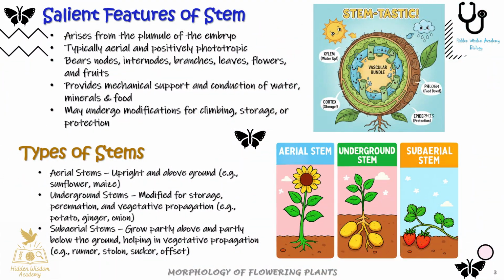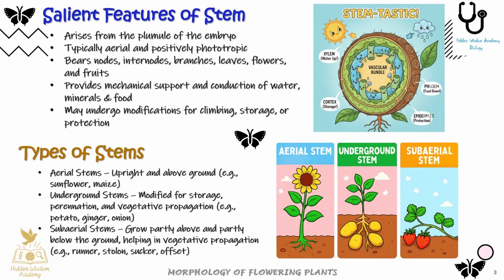Let's talk about salient features of stem. The stem grows from the plumule of the embryo. It is usually above the ground, grows upward toward light, and shows nodes and internodes. Leaves, branches, and flowers arise from the nodes, while the space between two nodes is the internode. The stem conducts water, minerals, and food through xylem and phloem. Besides this, it may also modify to store food, climb, or give protection. Thus, the stem is a very important and versatile part of the plant.